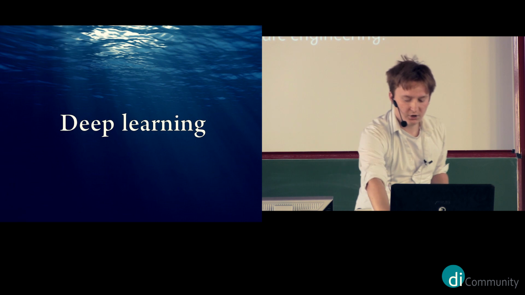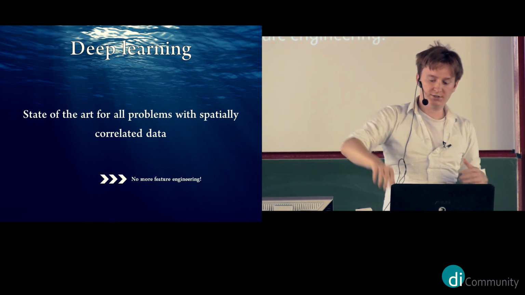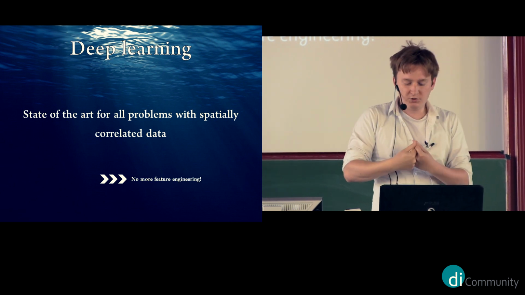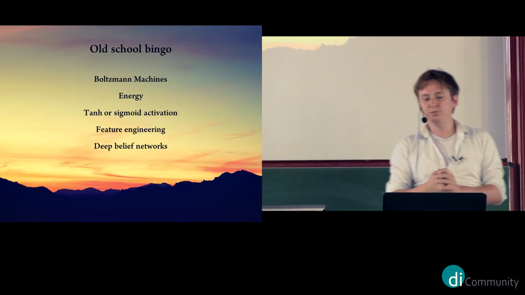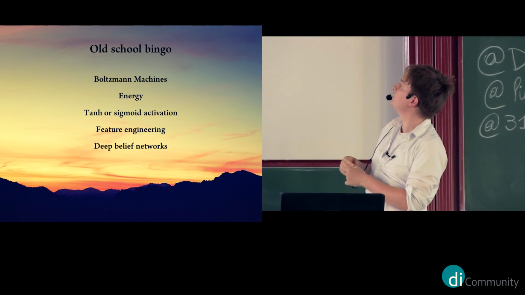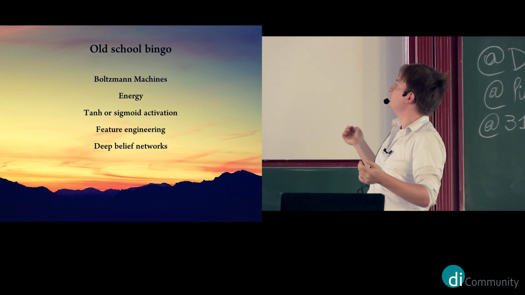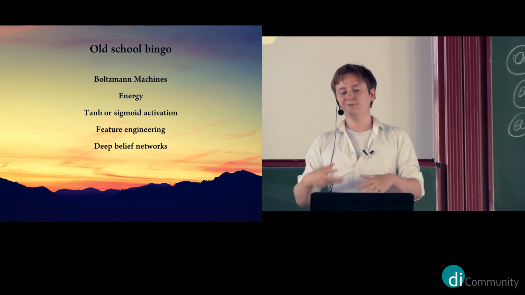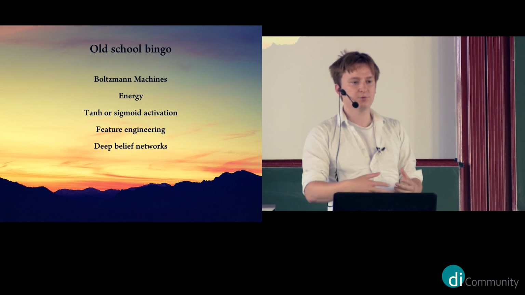Other examples for this are, for instance, sound. Sound is locally correlated. And you don't need to do feature engineering anymore in order to deal with that kind of data. This is a kind of old school bingo. I don't know if you heard about neural networks before. These were the type of stuff you heard about: Boltzmann machines, energy, tanh, sigmoids, feature engineering, deep belief networks, all those kinds of stuff. Since 2012, we know that, well, they work, but not very well. So now we have way better approaches to deal with the problems we see in neural networks.